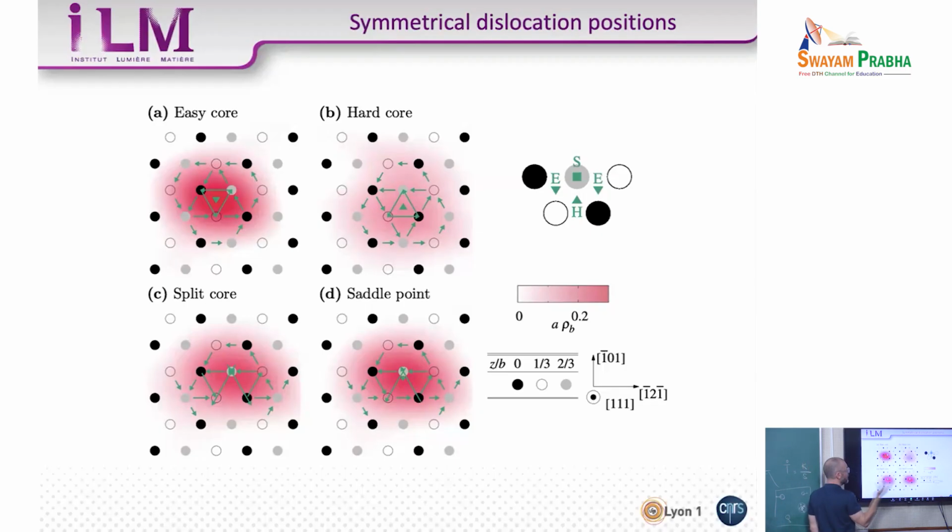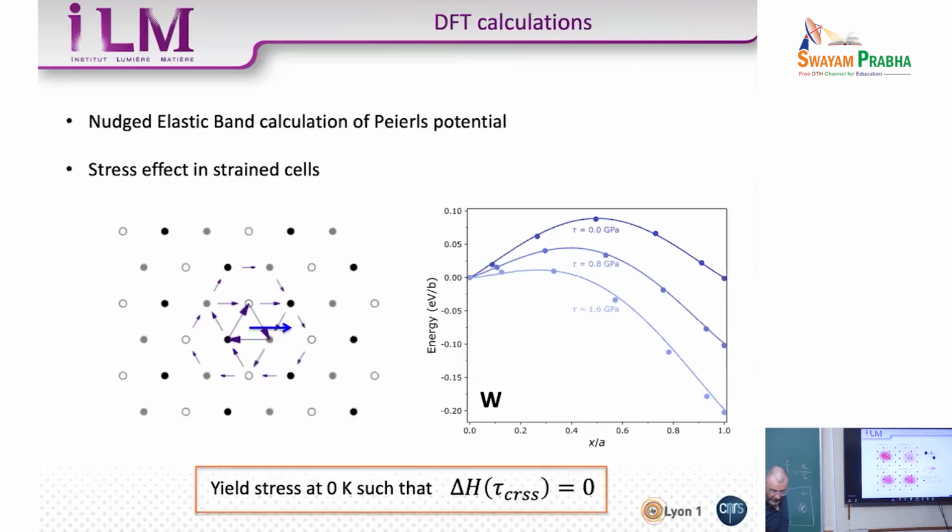What we did to try and characterize the energy of the dislocation is we used the nudged elastic band method to look at how the dislocation moves from one easy core to the next, but also to go from the split core to the hard core. So we computed the energy along these two lines, and this is the kind of result that we obtained.